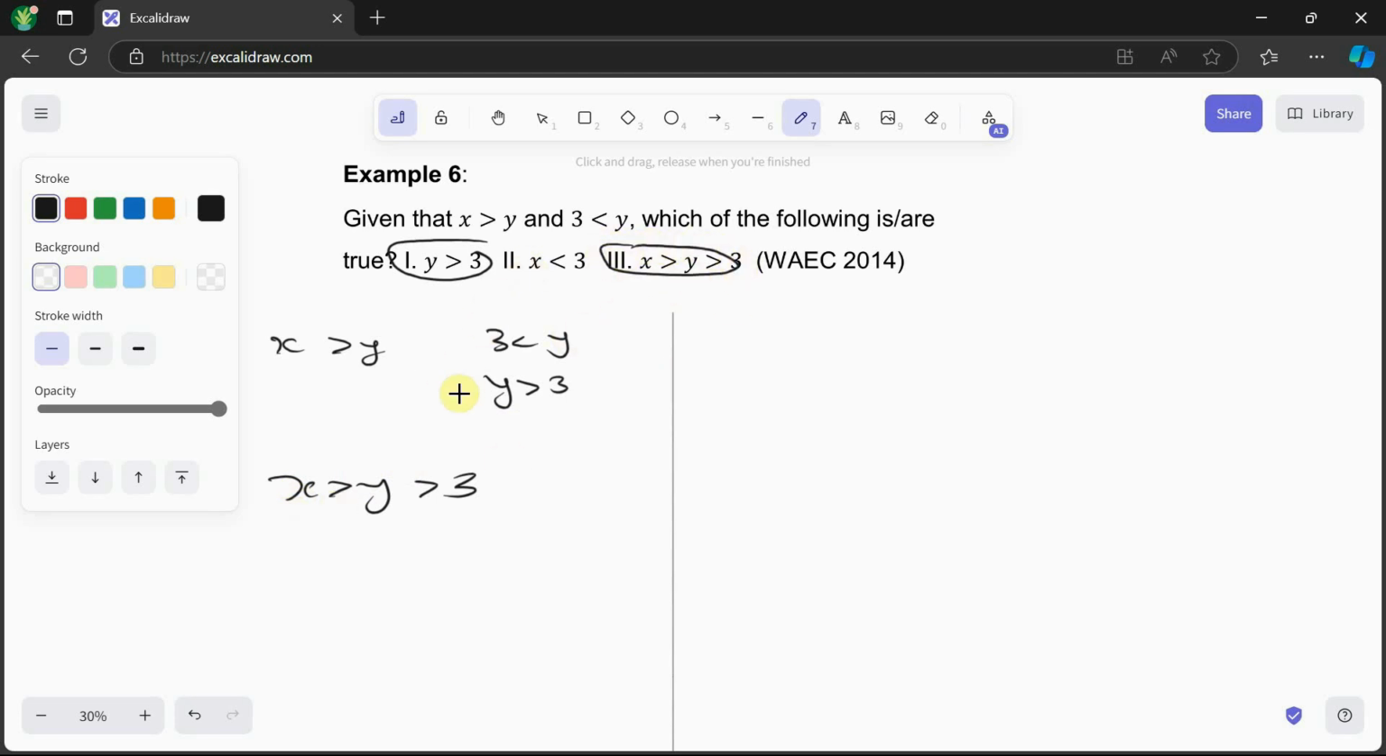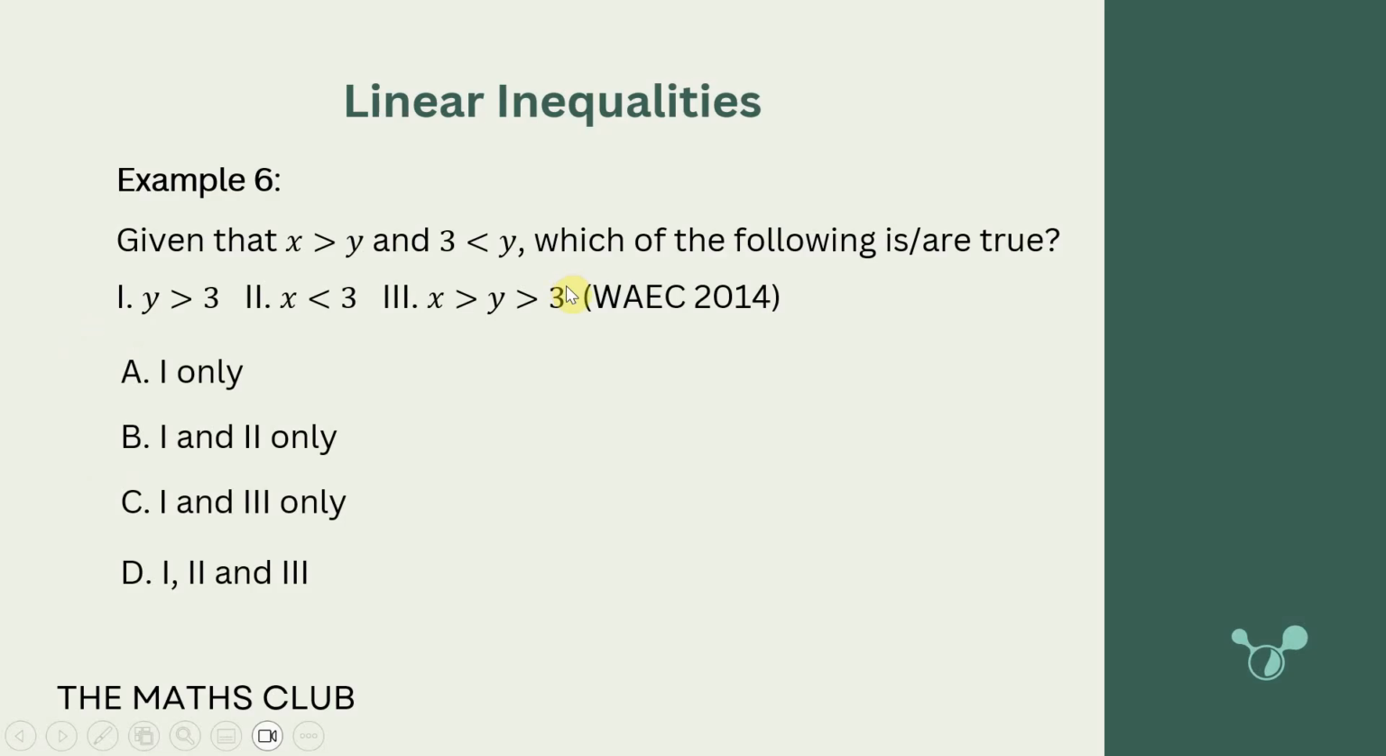Let's look at option 2. It says x is less than 3. x is greater than y. y in itself is greater than 3, so y is something like 4, 5, 6, and x is even greater than that. So x can never be less than 3 because of this relationship. If y is greater than 3 and x is even greater than that y, of course x cannot be less than 3. So our answer here is 1 and 3. Let's see if we're correct. That will be option C.